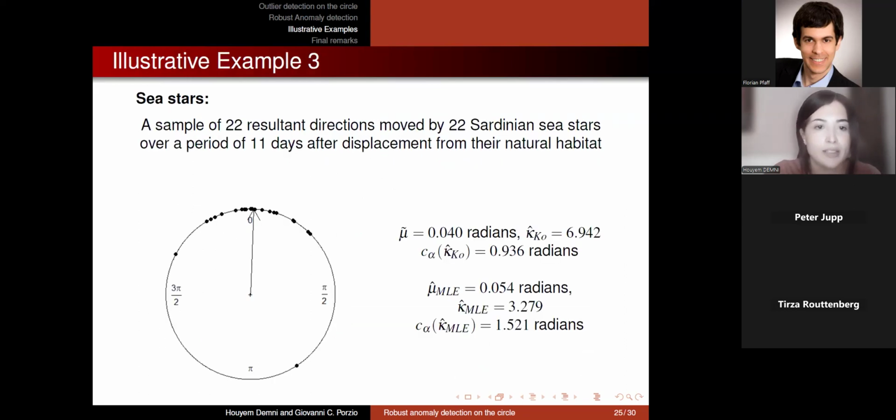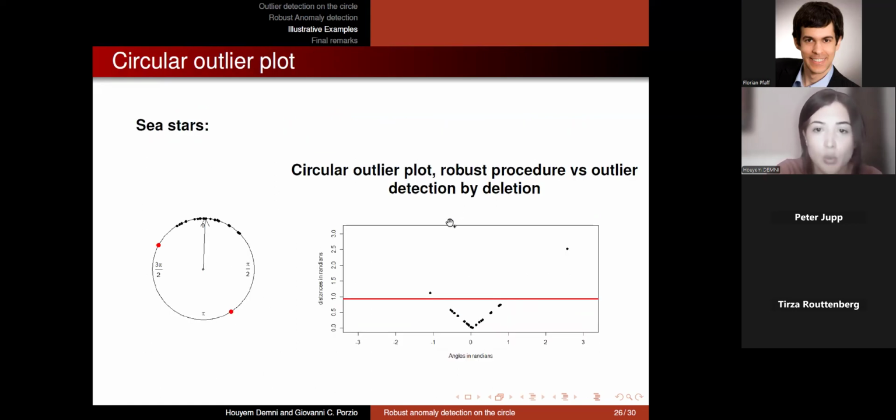The third example is the one that I presented earlier. Here we consider a sample of 22 resultant directions moved by 22 Sardinian sea stars over a period of 11 days after displacement from their natural habitat. We computed again our median, co-estimator and cutoff value, and then we used our rule in order to flag the outliers. Directly from the circular outlier map, which is a graphical tool that can directly give an idea about the presence of outliers, we see that 2 points exceed the threshold. So these 2 points are outliers.